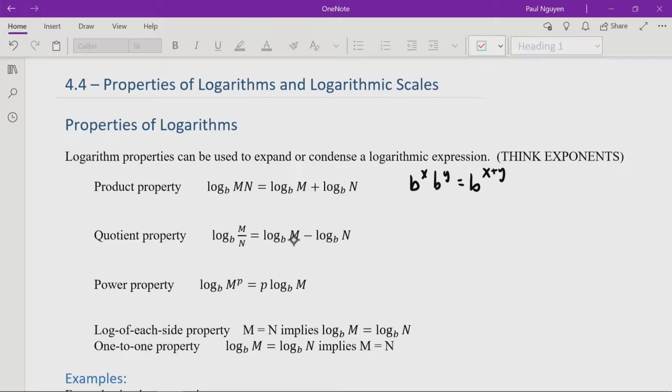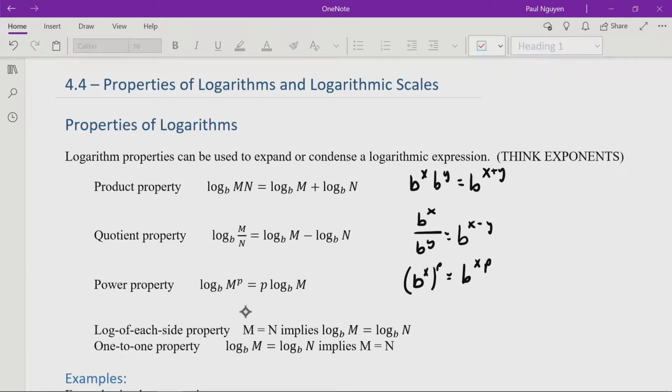Similarly, the quotient property tells us that the log of a quotient is equal to the difference of logs. This comes from the exponent property, that if you have b to the x divided by b to the y, that's b to the x minus y. If you subtract the exponents, you divide the exponentials. Power property: the log of something to a power is equal to that power times the log. If you have some exponential to a power, you multiply the exponents, b to the x times p.